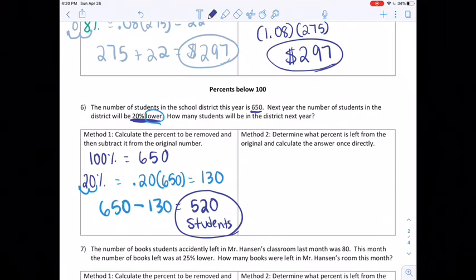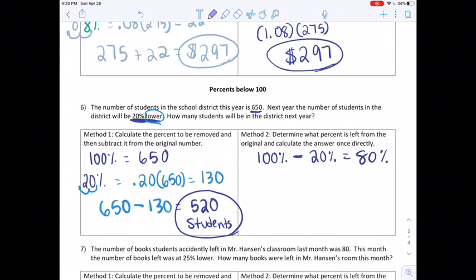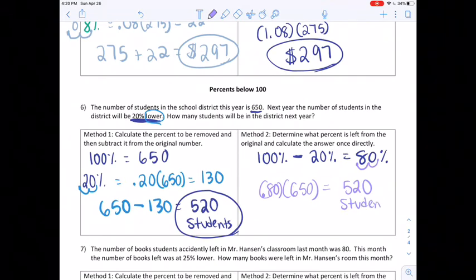Method 2. Determine what percent is left from the original and calculate the answer once directly. So I am going 20% lower. That means I'm starting with 100% and I'm going lower 20%, so I'm going to subtract 20%. That gives me 80%. So I'm going to calculate what 80% of 650 is. I'm going to move my decimal 2 spots to the left. I have 0.80 times 650. And just like I expect, I should get 520 students like I did in method 1.